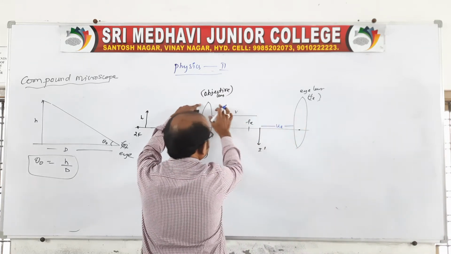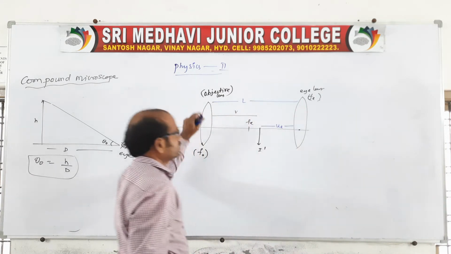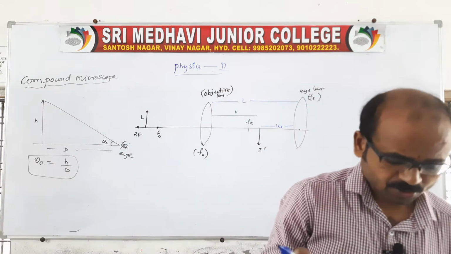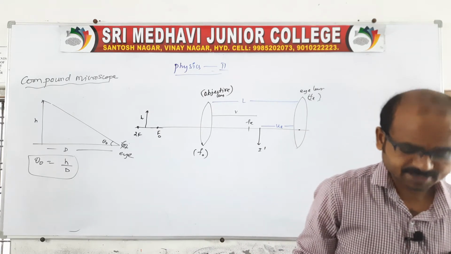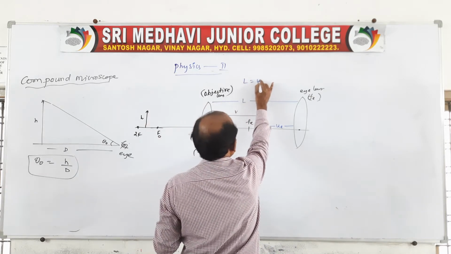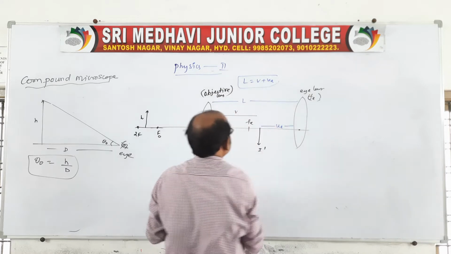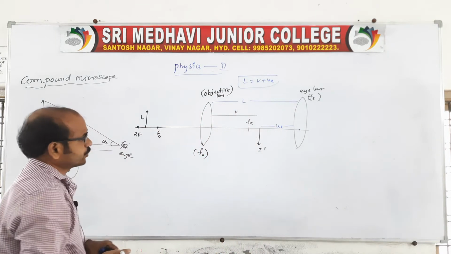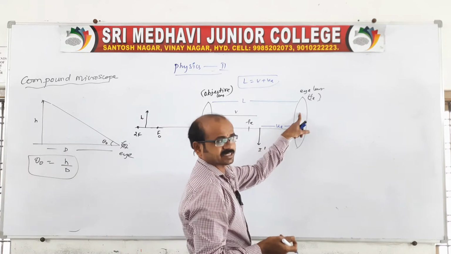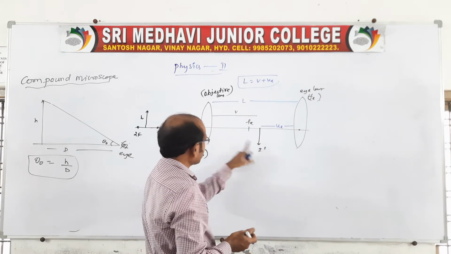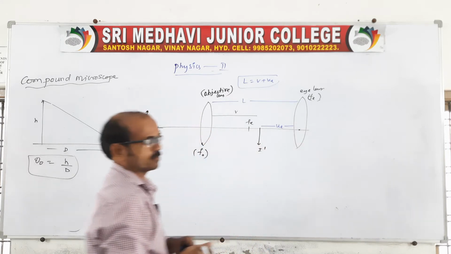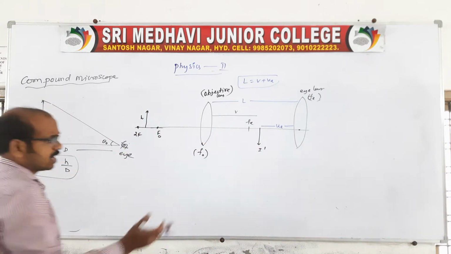Now the distance between the two lenses, or the length between the two lenses, is L. These two lenses are fitted in the tube only. Remember, the tube rotates on the base. Therefore, the length L is equal to v plus ue. Here v is the image distance and ue is the object distance for the eye lens. This image is formed by the objective lens at distance v, and it acts as an object for the eye lens. Now again this also forms an image.